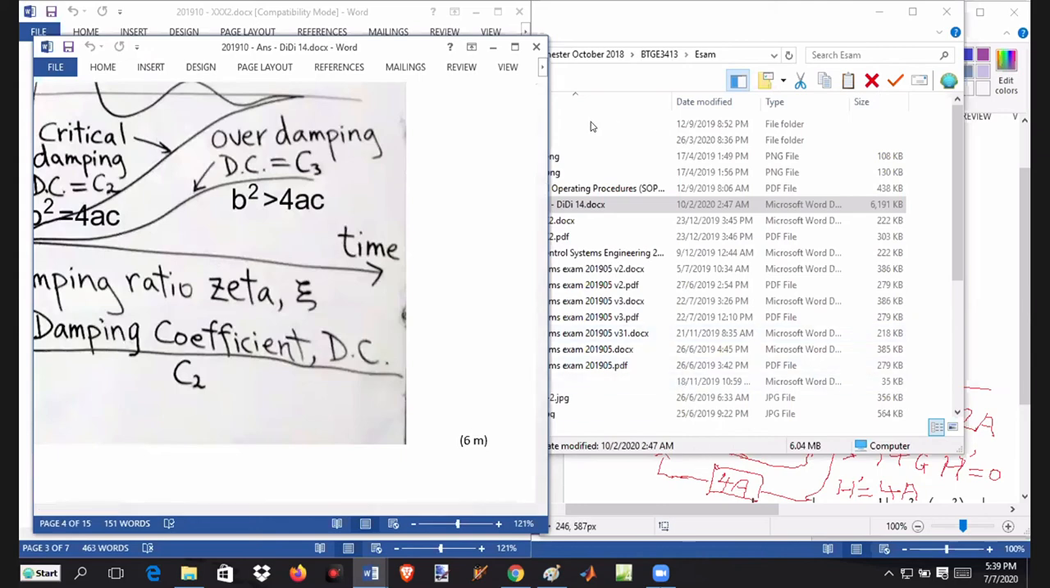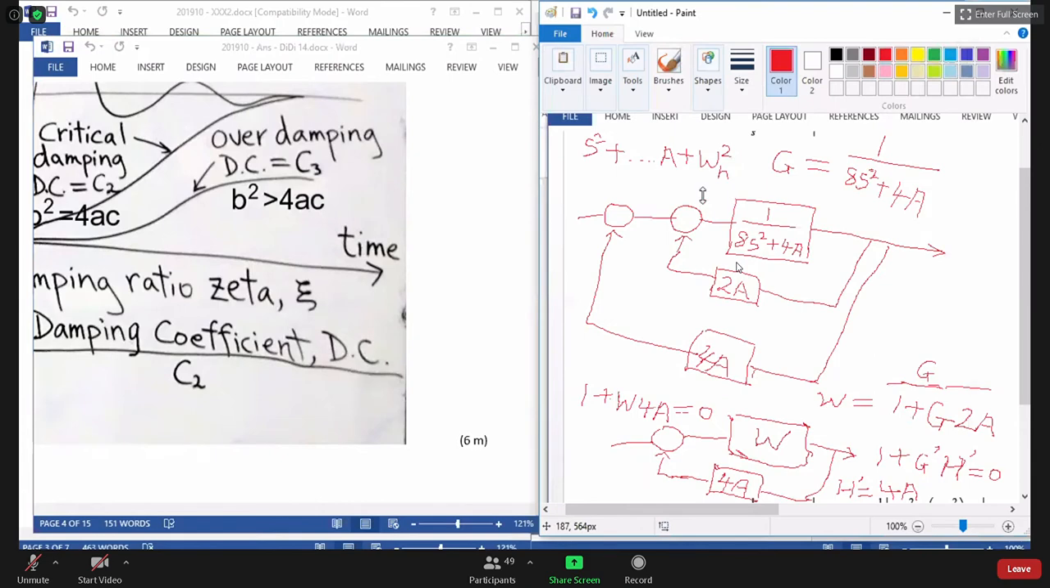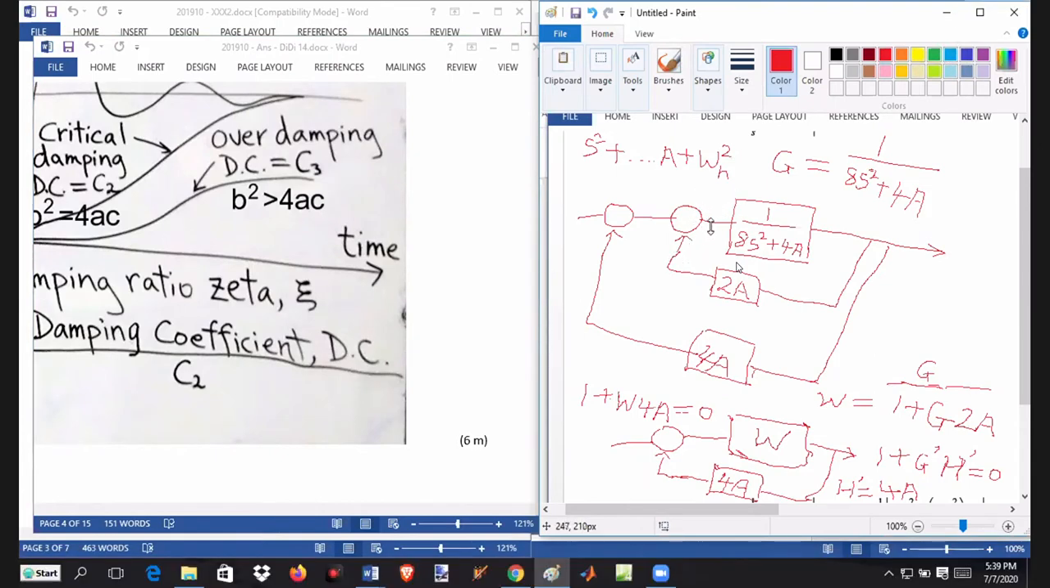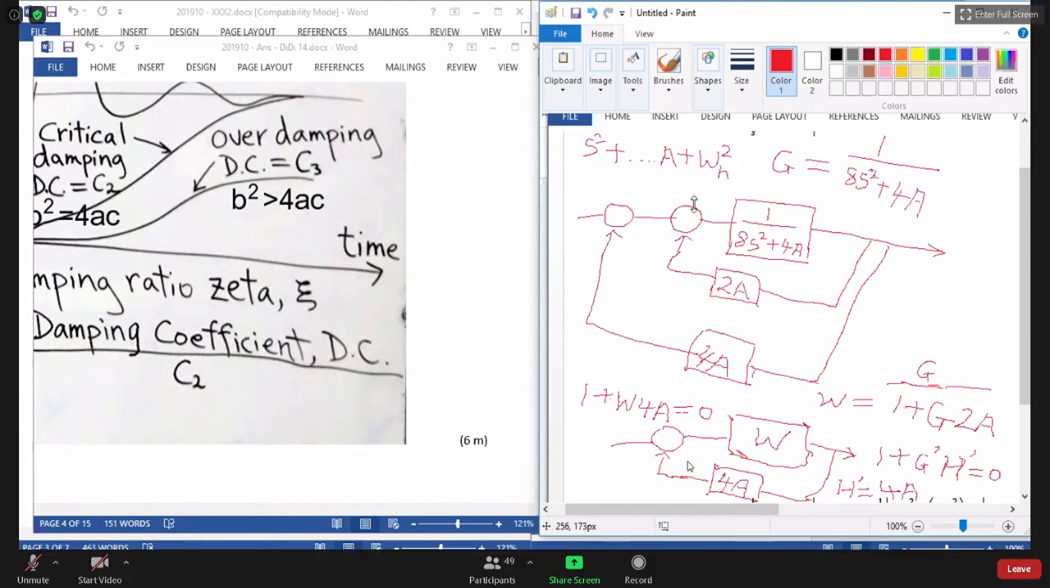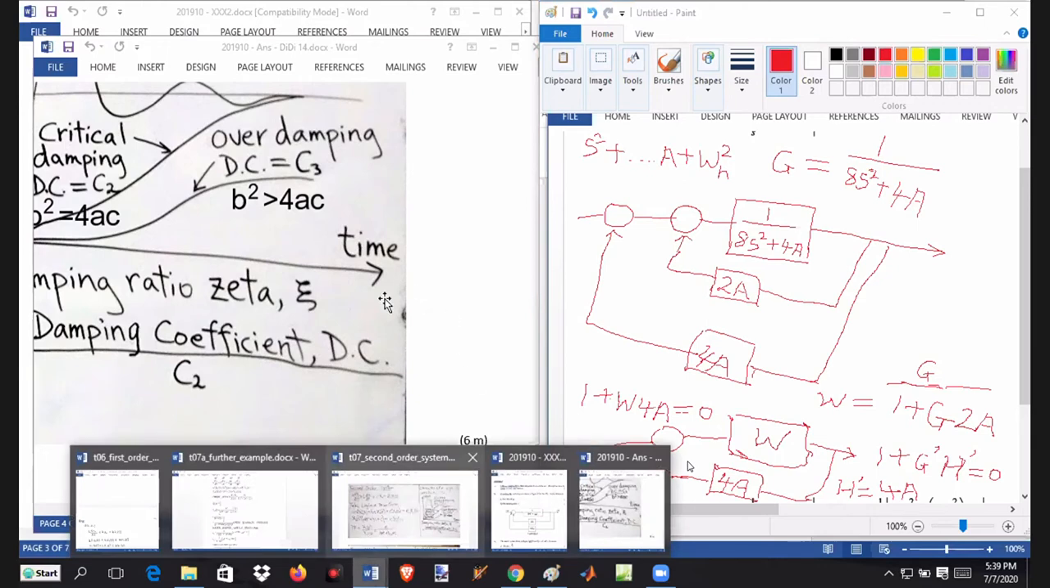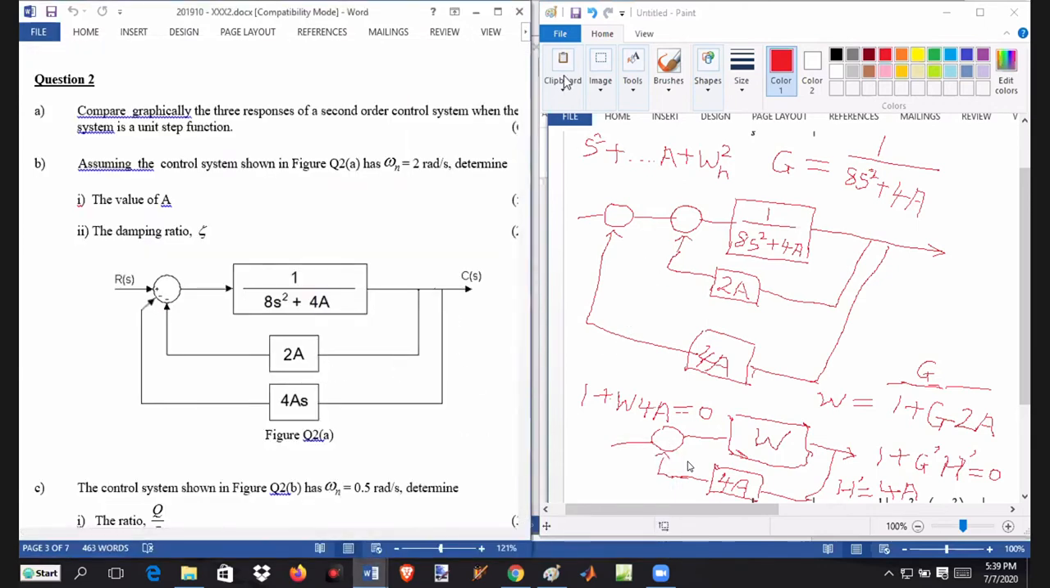The answer, I show you how. Now I go back to this graph here. Now instead of drawing this picture, there's a quick way to do it. Go back to the question here first. Now this question here, you can redraw this picture like this.